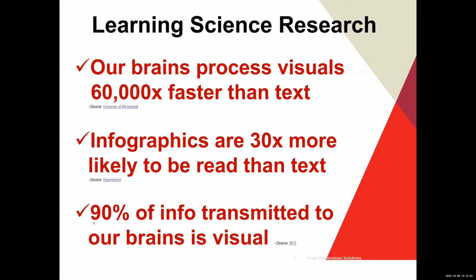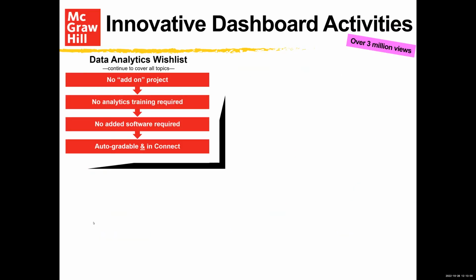Well, we also look to learning science, and there's loads of research, fundamentally very interesting. I just point to 3 results here: our brains process visuals so much faster, infographics are more likely to be read, and most information today is transmitted through visual means. So let's jump in, and now we're going to create classroom dashboard activities so students can hone those visual skills as they would apply in practice.